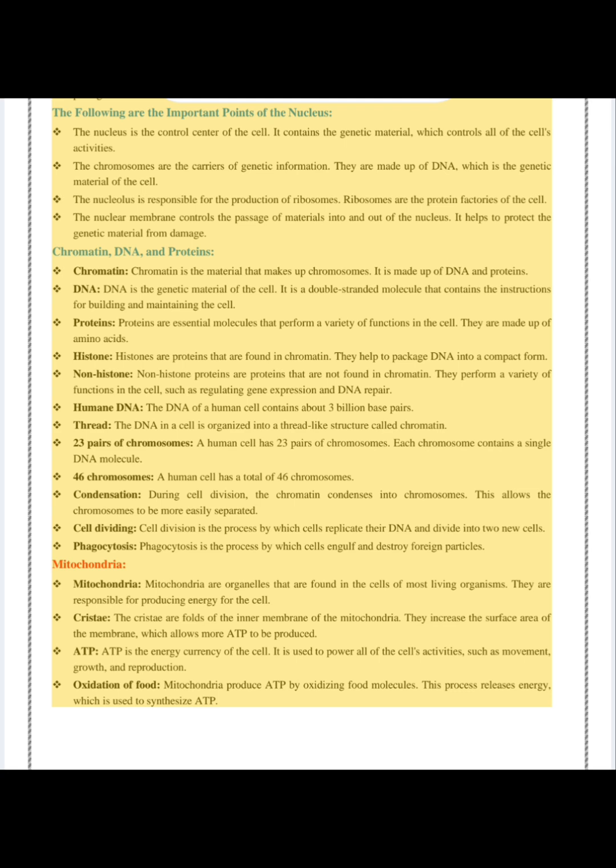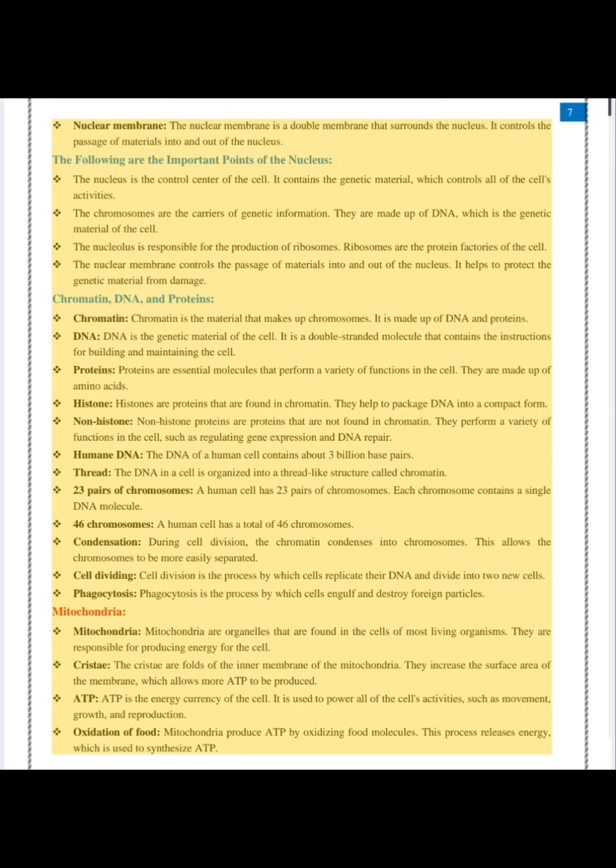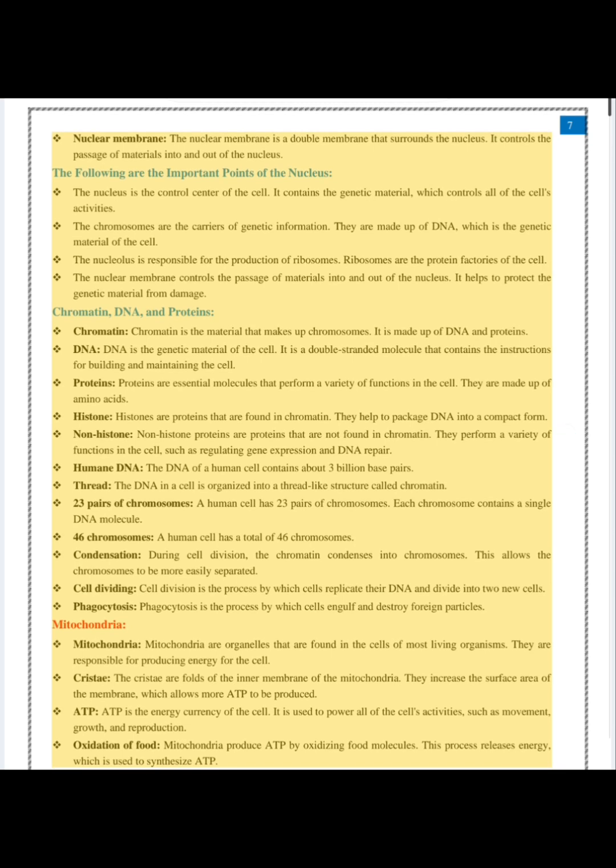The following are the important points of the nucleus. The nucleus is the control center of the cell. It contains the genetic material, which controls all of the cell's activities. The chromosomes are the carriers of genetic information. They are made up of DNA, which is the genetic material of the cell.